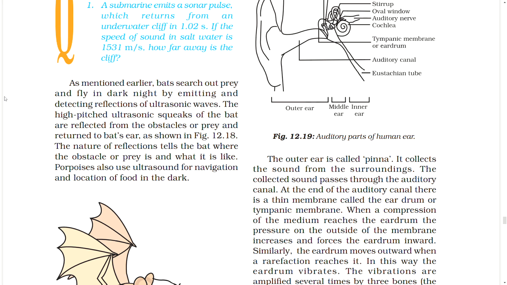As mentioned earlier, bats search out prey and fly in the dark night by emitting and detecting reflections of ultrasonic waves. The high-pitched ultrasonic squeaks of the bat are reflected from the obstacle or prey and return to the bat's ear. As shown in the figure, the nature of reflection tells the bat where the obstacle or prey is and what it is like. Porpoises also use ultrasound for navigation and location of food in the dark.